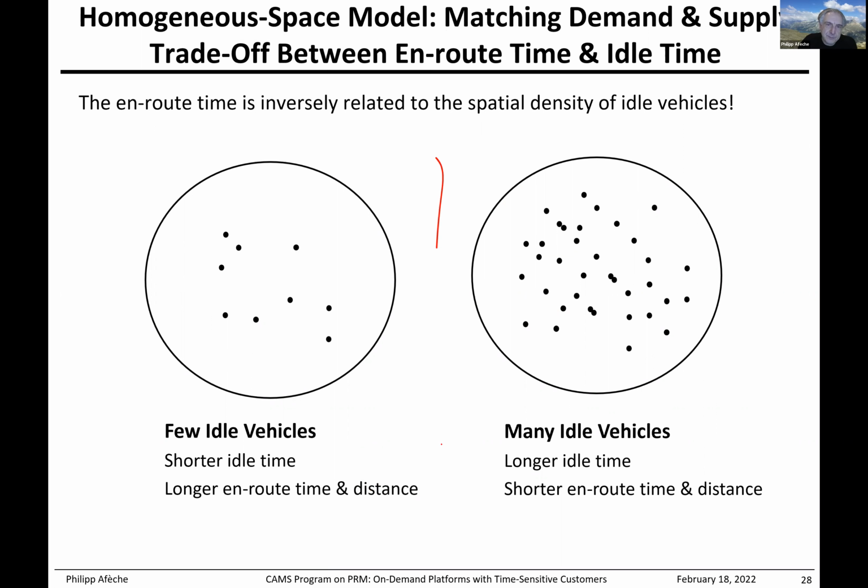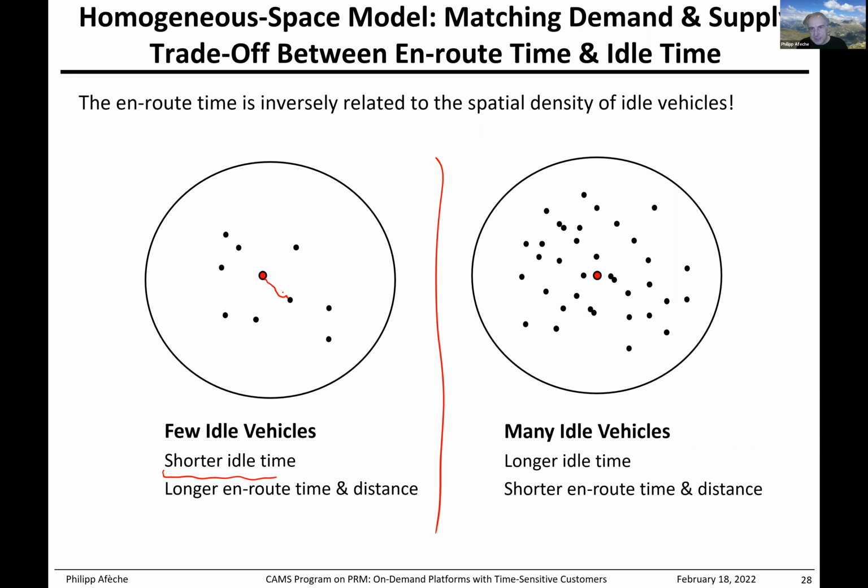On the left picture, you have a situation where there's few idle vehicles. On the right side, you obviously have more idle vehicles. Suppose that a request arrives here. Well, there's fewer idle vehicles, so there's a higher chance that one of them gets the request. So vehicles have to wait relatively less time, sitting idle until the next request. On the other hand, because there's fewer vehicles around, on average, it's going to take longer to get to the closest vehicle. I mean, the distance to the closest vehicle is longer.